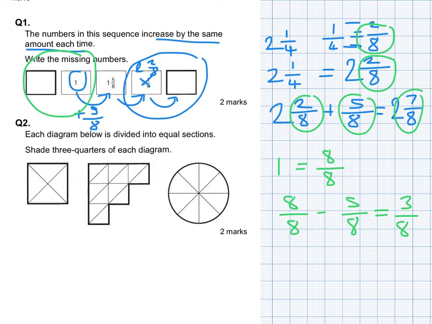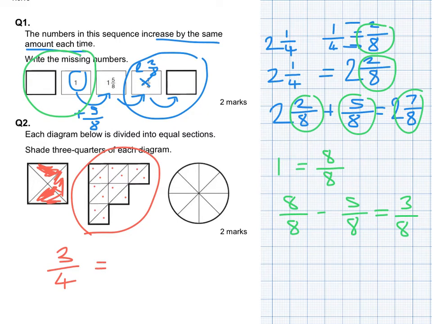Right, the next problem. Each diagram below is divided into equal sections. Shade 3/4 of each diagram. Because 3/4 is written in words, I'm going to write it in numbers, 3/4, which means 3 out of 4. The first one's fairly easy because there's 4 sections, so I'm going to shade in 3 of the 4. Now this one, the second one, is different because we haven't got 4 sections. We've got 1, 2, 3, 4, 5, 6, 7, 8, 9, 10, 11, 12.